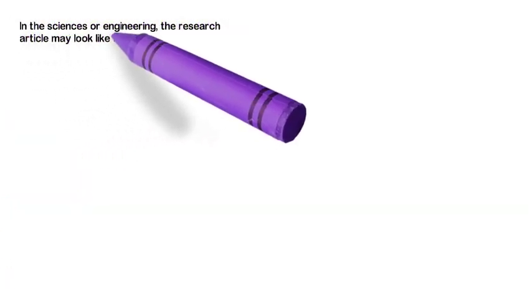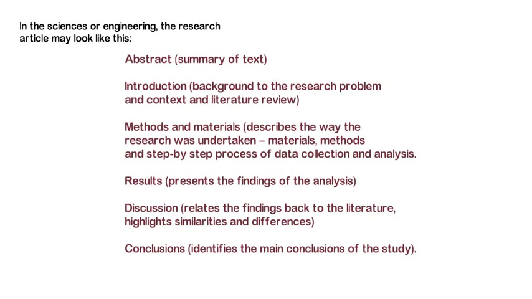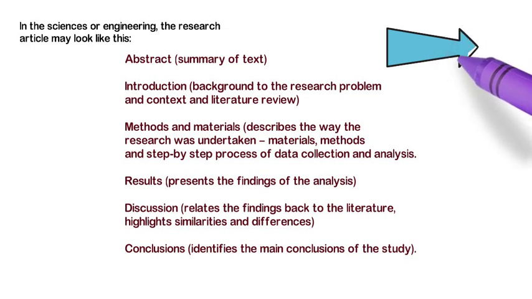Now, in other fields like sciences or engineering, the research article might look slightly different. An abstract, an introduction, which would include a literature review. There might not be a separate literature review. A methods and materials section, where the focus is more on the materials and possibly less on the methods, depending on your field. A results section, a discussion section, and a conclusion section. So sometimes, depending on the field, the structure is slightly different.